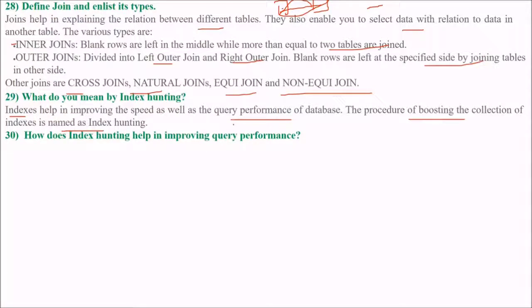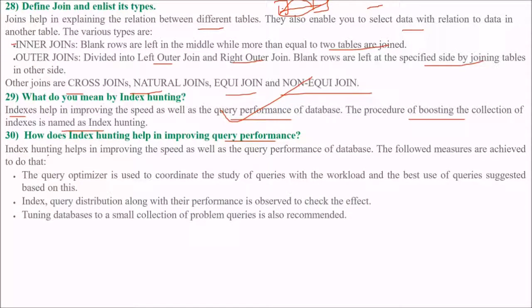How does index hunting help in improving query performance? As we have just suggested, it will improve the performance of queries. Index hunting helps in improving the speed as well as query performance of the database. These are the measures that are achieved to do that. First, the query optimizer is used to study queries against the workload, and the best use of queries is suggested based on this. The query distribution along with its performance is observed to check the effect. And the tuning of the database to a small collection of problem queries is also recommended.